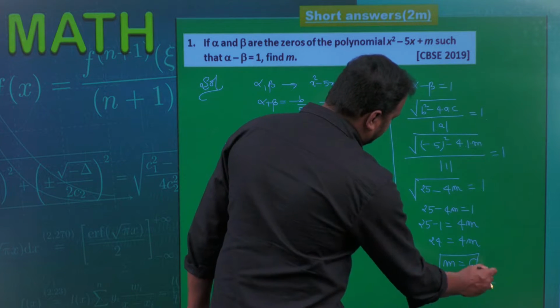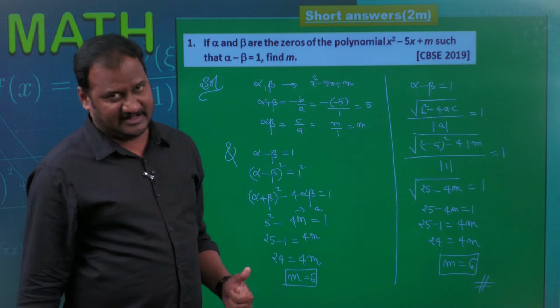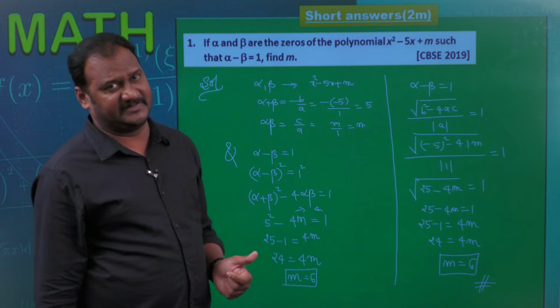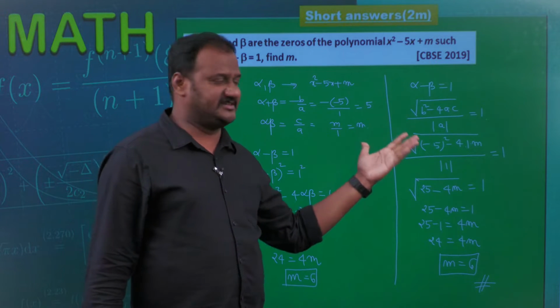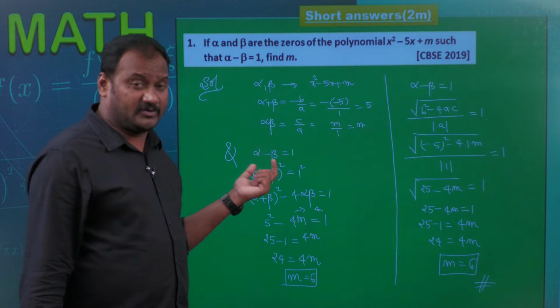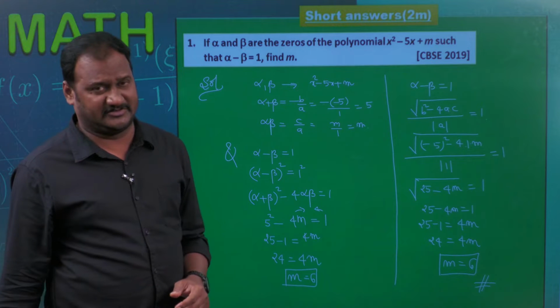So any which way you can answer the problem, but it is better to go by this method, because there is a direct formula for alpha minus beta, right? So directly you can substitute the values of a, b, c. Otherwise you need to convert alpha minus beta whole square in terms of alpha plus beta whole square, and then you will have to substitute, right?